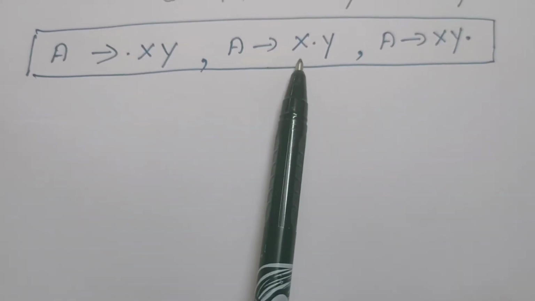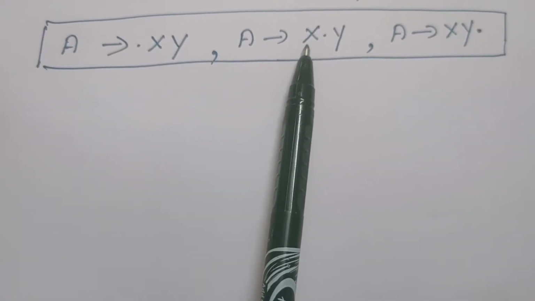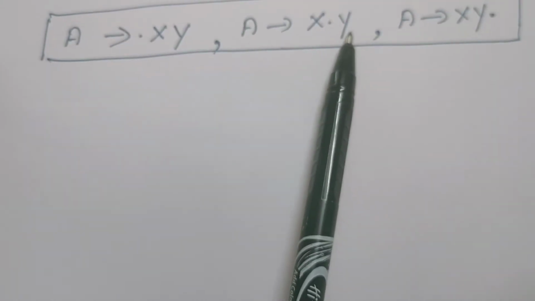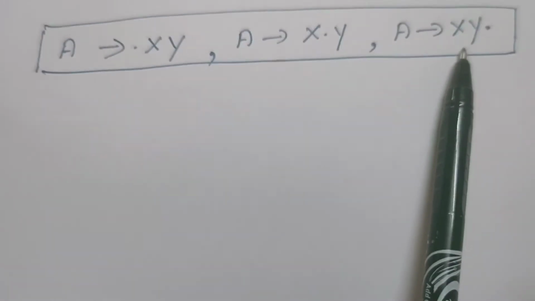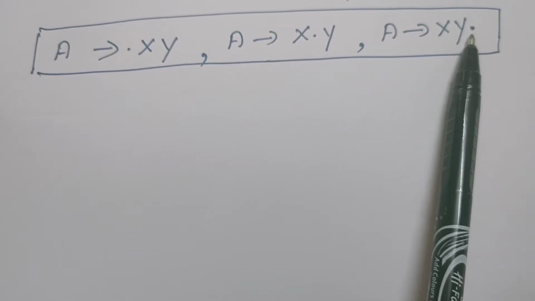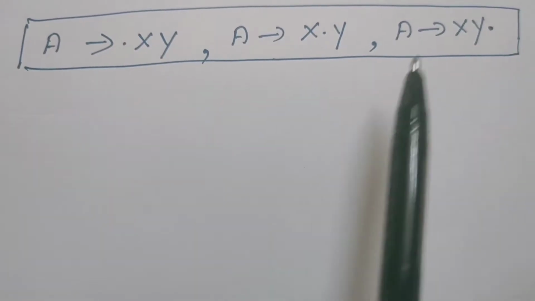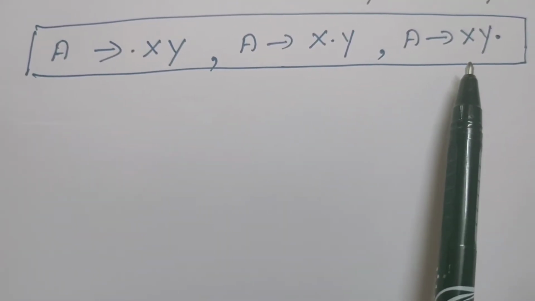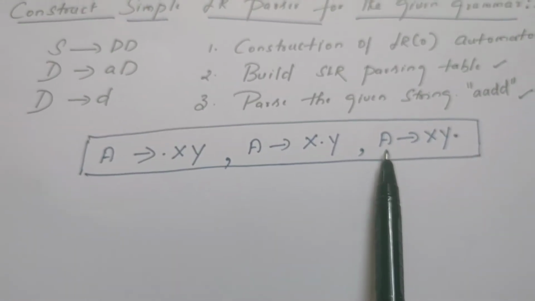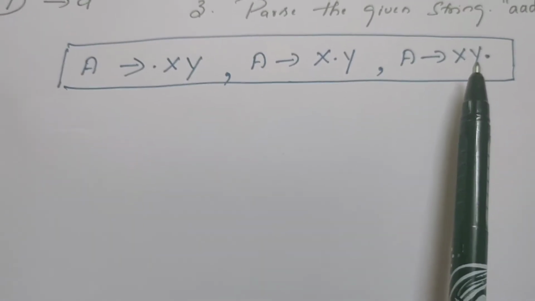Okay, look into the next production rule. In this case, the parser has seen x. Now it is hoping to see the strings which are derivable from y. Okay, look into the last case. Here the dot is available at the rightmost end. Whenever there is a production rule which has a dot at the rightmost end, it means now the rule is ready for reduction. It means xy can be reduced to A. That is the meaning. So please keep these in mind.